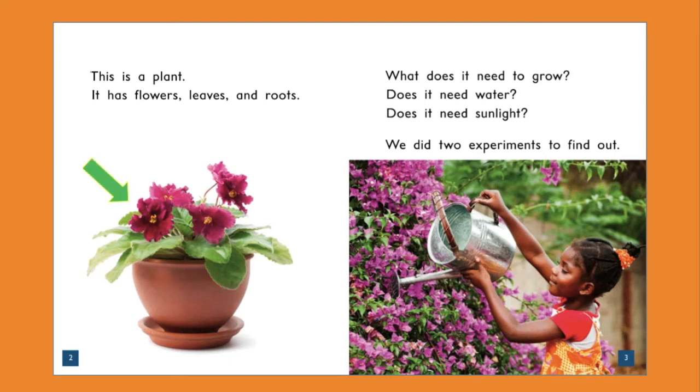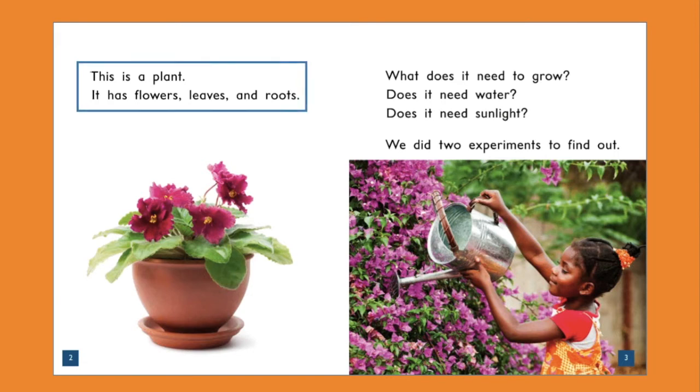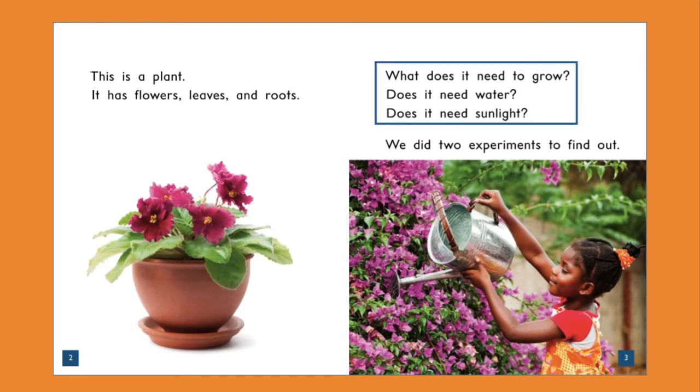What parts of this plant do you know? We can see the flowers and the leaves, can't we? This girl is giving the plant water, isn't she? Let's read the words to see what we learn. This is a plant. It has flowers, leaves, and roots. What does it need to grow? Does it need water? Does it need sunlight? We did 2 experiments to find out.